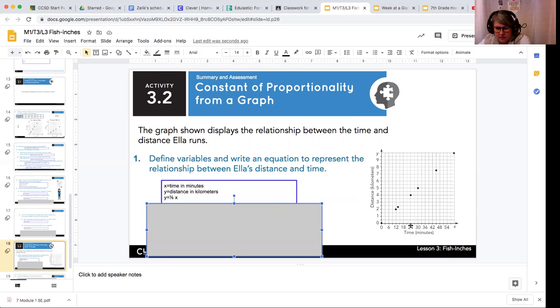This is a good one here. It's 24 over 4. So if X is 24, Y will be 4. So 1/6 times 24 equals 4.